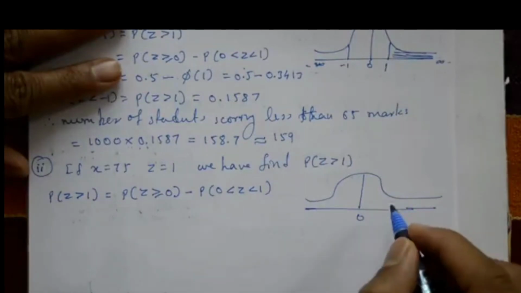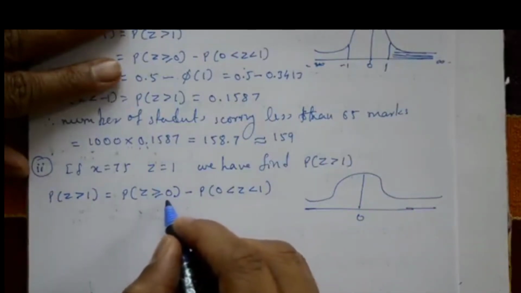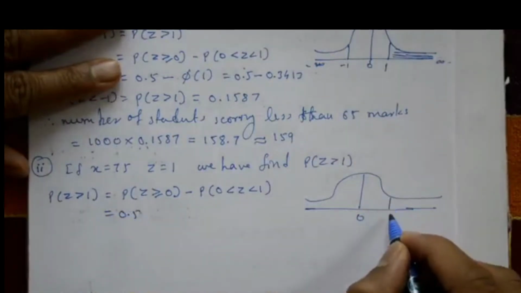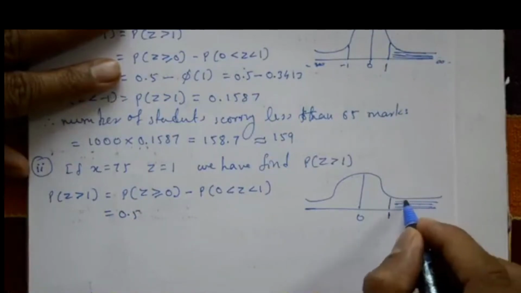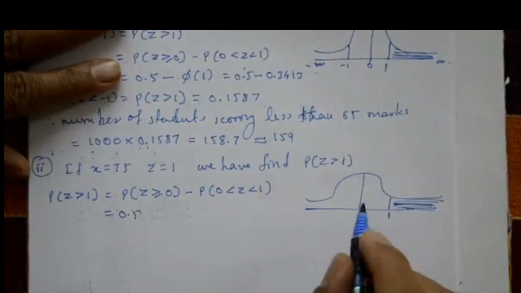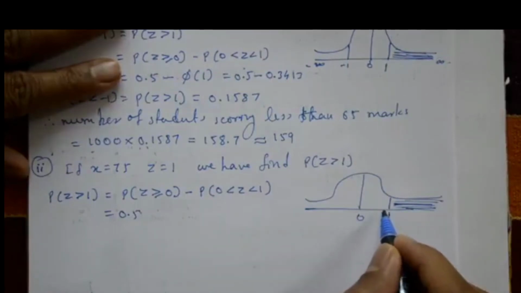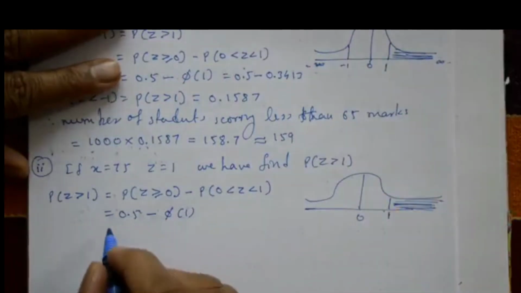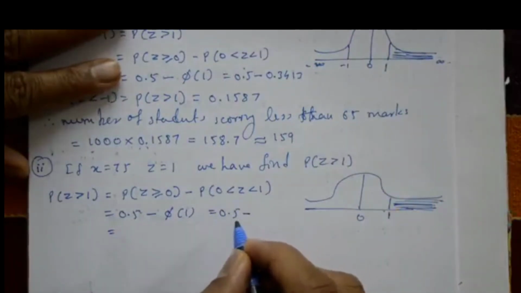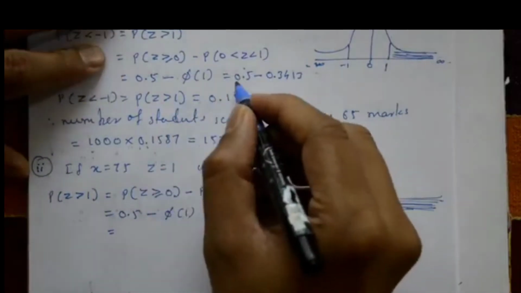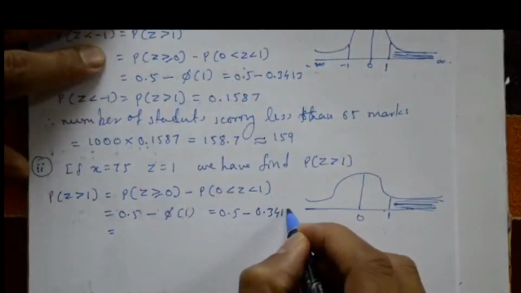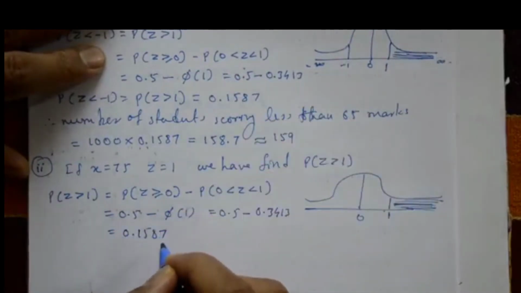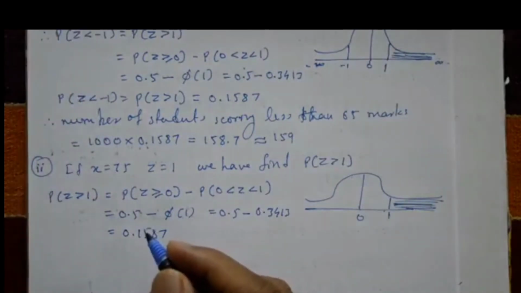This is 0. The probability of z greater than or equal to 0 means this total half area, which is 0.5. This is 1. We have to calculate this area: 0 to infinity is half, minus this area, phi of 1. Then you get this area. This is 0.5 minus phi of 1, whose value is 0.3413, and this is equal to the same answer, 0.1587. Then you calculate for 1000 students.